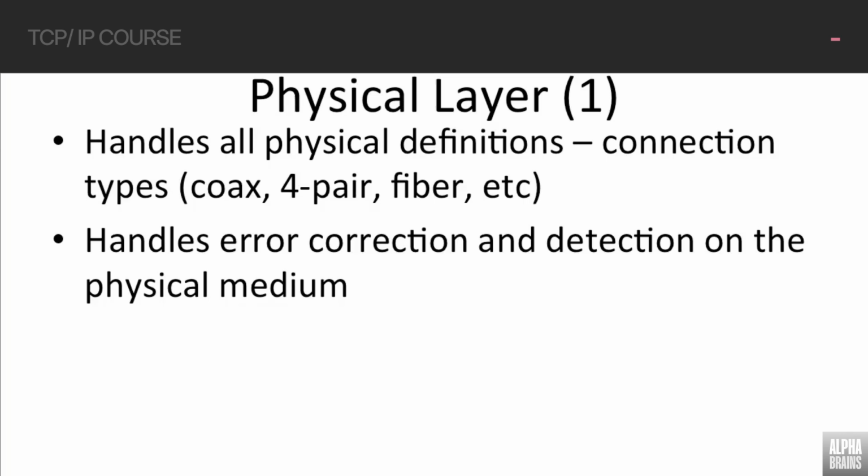So we've got these things called collisions. When a message goes out on the wire and somebody else sends something at the same time, the two electrical signals are trying to cross the wire at the same moment, and we end up with this collision. And of course, we end up with basically garbage, and the signal would be completely unintelligible. The physical layer is responsible for doing error correction and detection on the physical medium.